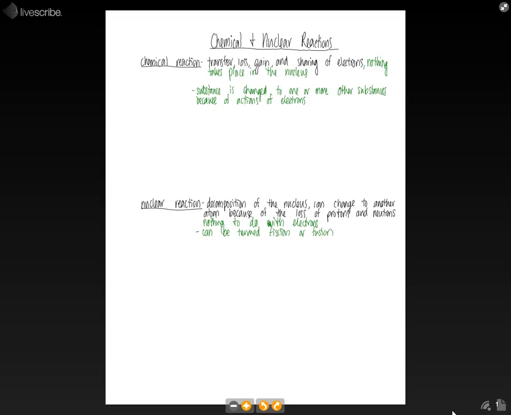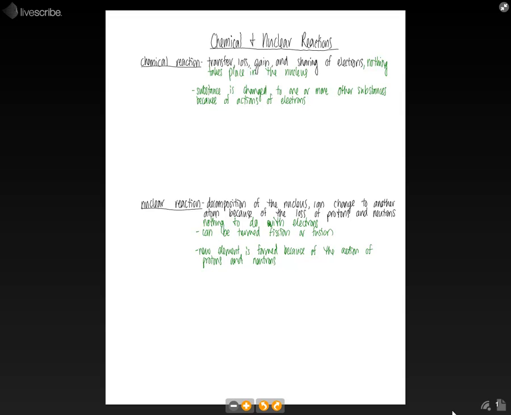And in a nuclear reaction, a new element is formed because of the actions of protons and neutrons. And this is all in the nucleus.